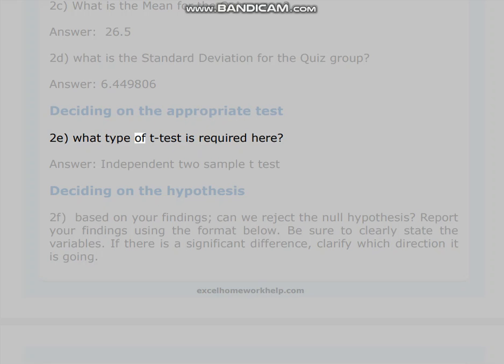Deciding on the appropriate test. 2E. What type of t-test is required here? Answer: independent two-sample t-test.